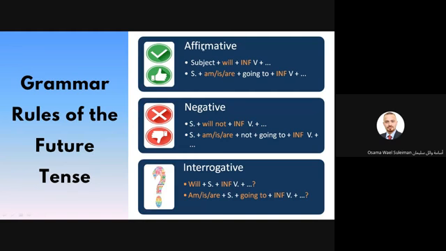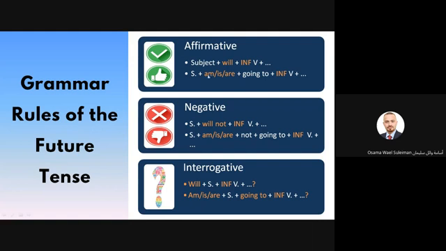The affirmative form of the future tense with will should include subject plus will plus infinitive verb. The structure of the future tense with going to should include the subject plus am, is, or are plus going to plus infinitive verb. So we are going to have a difference in structure.